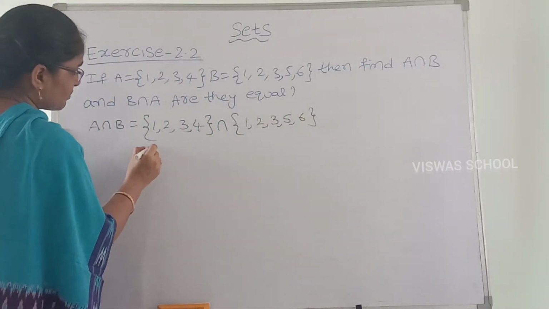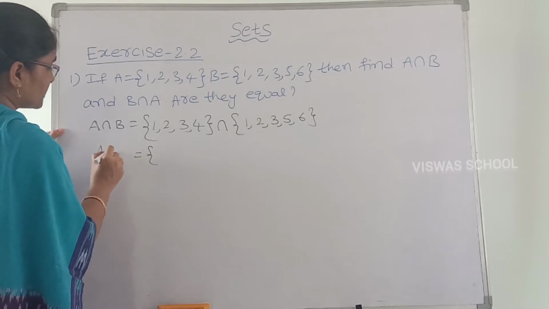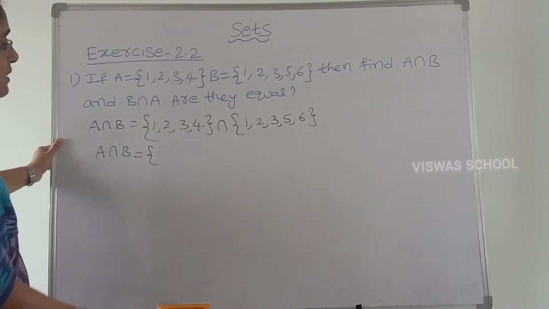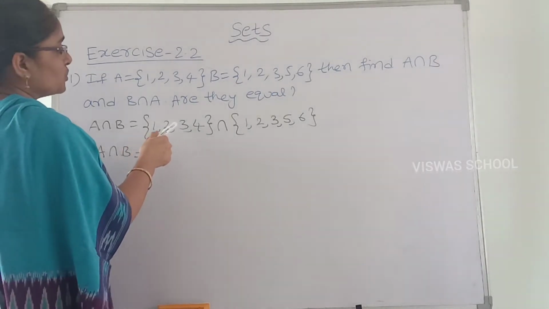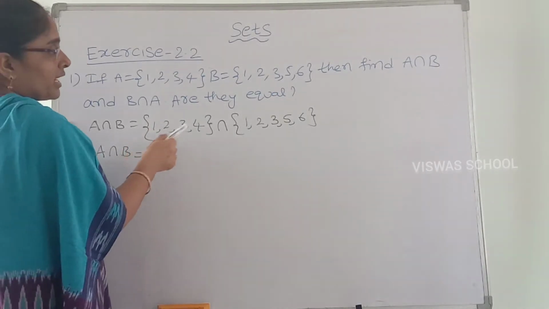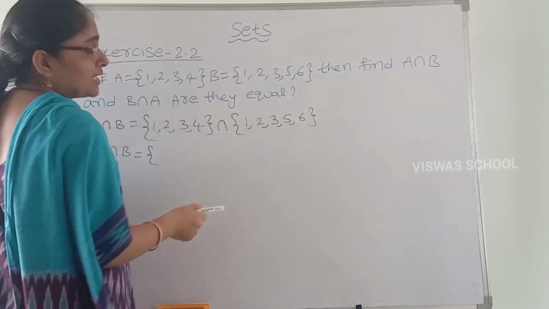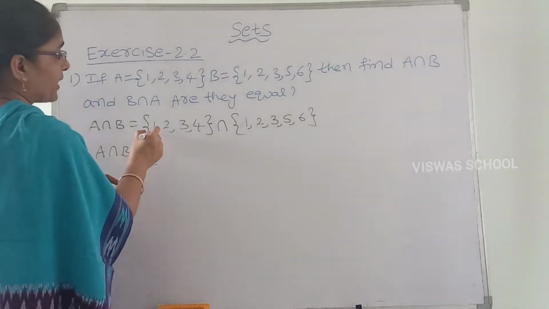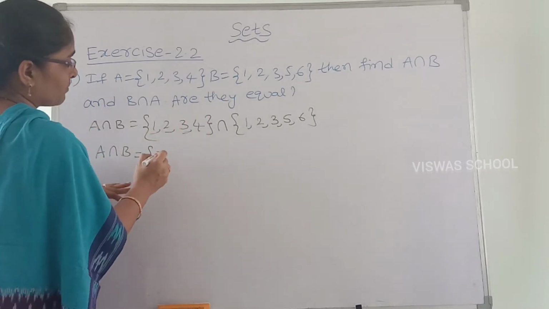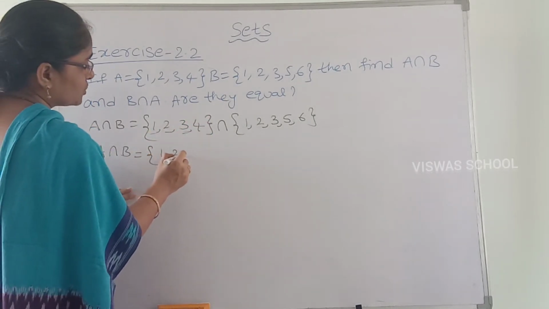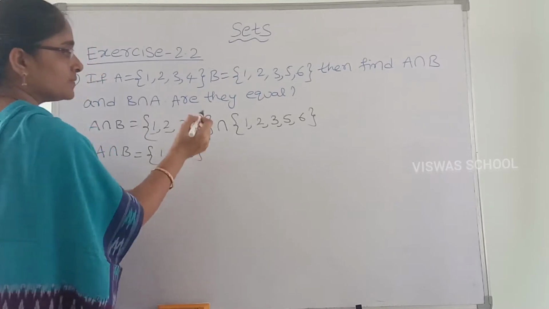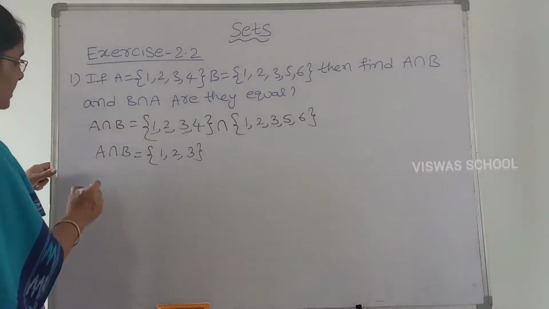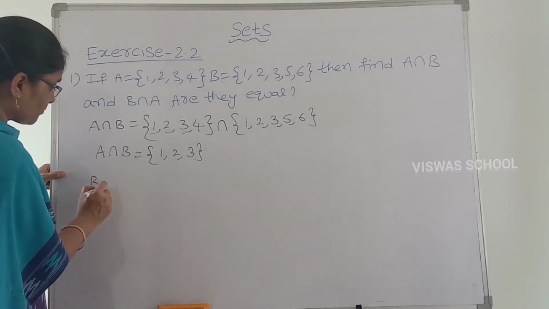Here intersection means what? We have to write only which elements here? Only common elements. Which elements are here? 1, 2, 3 is in A and 1, 2, 3 is in B also. Then A intersection B means we have to write only these three elements, that is 1, 2 and 3. Only common elements.